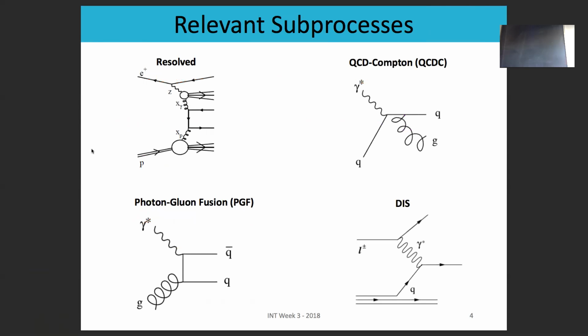Just real quick, the relevant subprocesses I'll be talking about. The resolved process, where we have the photon splitting into a hadronic state, the higher order corrections to the DIS process, QCD Compton, and photon gluon fusion. These will give us our harder jets and dijet events. And I actually won't talk too much about the leading order DIS process, which normally just results in one jet, a beam jet.